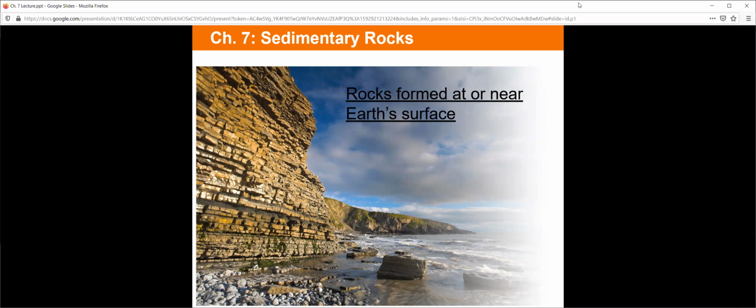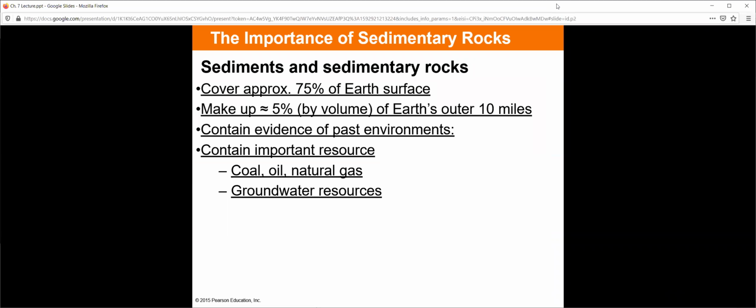So, sedimentary rocks. We talked about igneous rocks already, and talked a bit about erosion and weathering. That falls into sedimentary rocks. Rocks that are formed on or near the Earth's surface is how we define them as sedimentary. Since sedimentary rocks are the rocks on the Earth's surface, the vast majority of the Earth's surface is sedimentary rocks, right? That kind of makes sense.